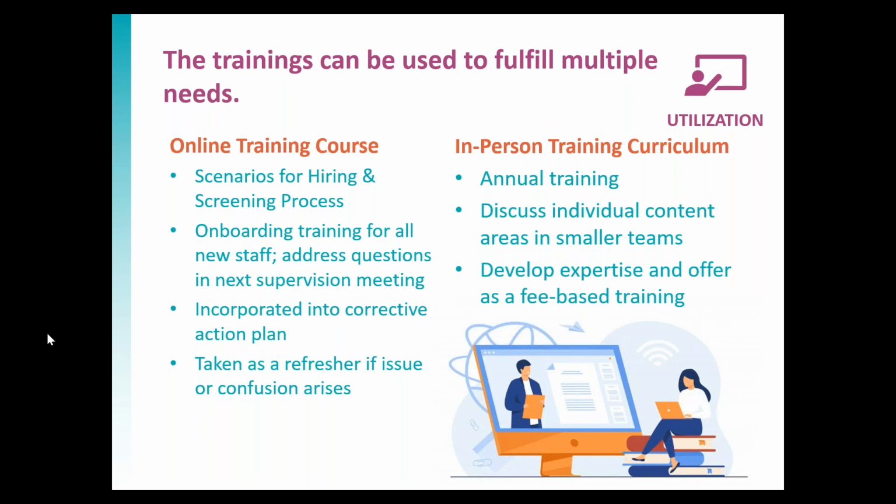We do have a question if it's available in Spanish. Right now, these are not yet translated in Spanish, but I'll have Rebecca maybe talk about any future plans for that. And then the online course, it does offer a certificate of completion, and I'll share that in just the next slide here.